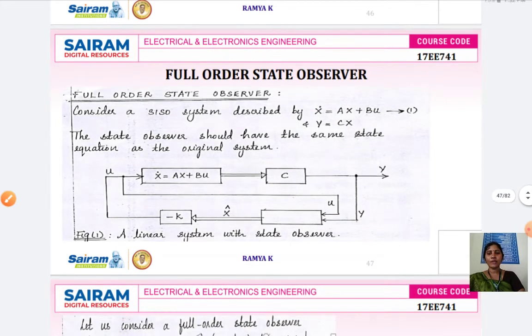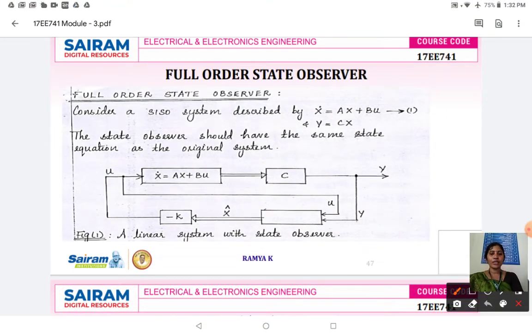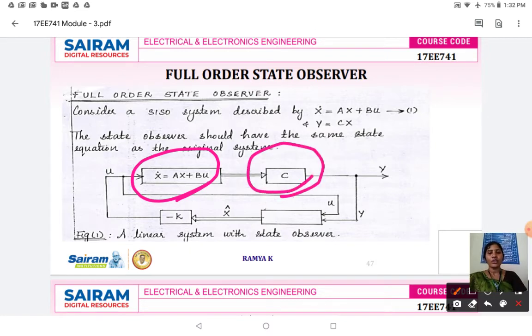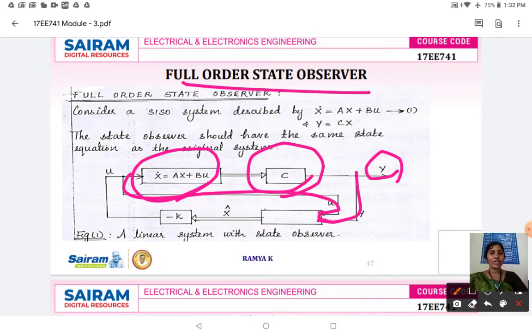Full order state observer. The diagram for the full order state observer is given here. Looking at this diagram, x dot is equal to A x plus B u, which is the normal state equation, and y is equal to C x, which is your output equation. The output is fed back to your input, and the input is also taken as reference. Full order state observer means the unknown state variables can be estimated through the known state variables, either by measuring or by estimating through some means.